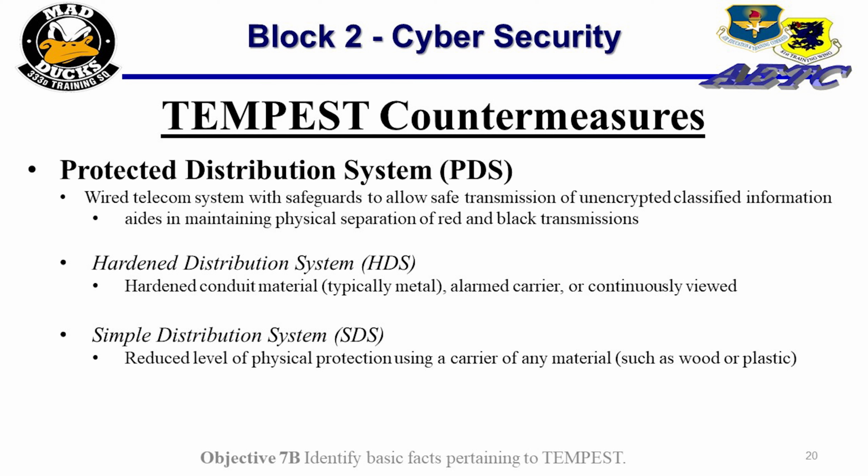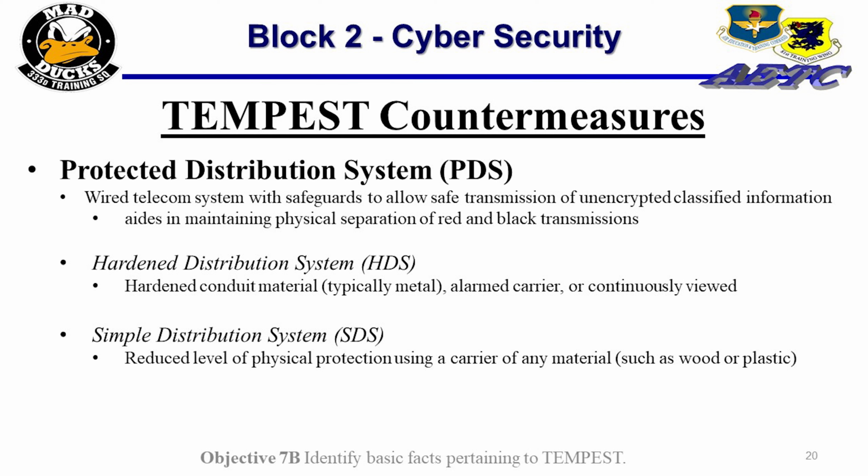So PDSs are wired telecom systems that we use safeguards to allow these safe transmissions of unencrypted classified information. Again, we're dealing with national security information, classified information. The use of PDSs allows us to maintain physical separation. Part of what's required in Tempest is to maintain 3 feet of separation between red and black transmission lines. We'll discuss what red and black is in a minute, but we're required to maintain 3 feet to prevent those signals from the unencrypted classified information transmitting or leaking over to an unclassified network.